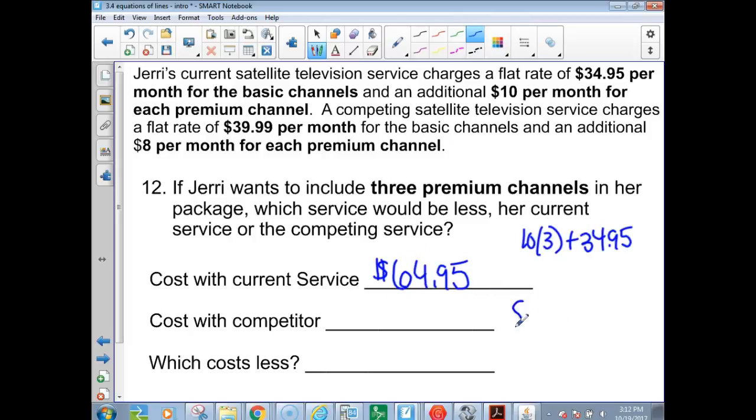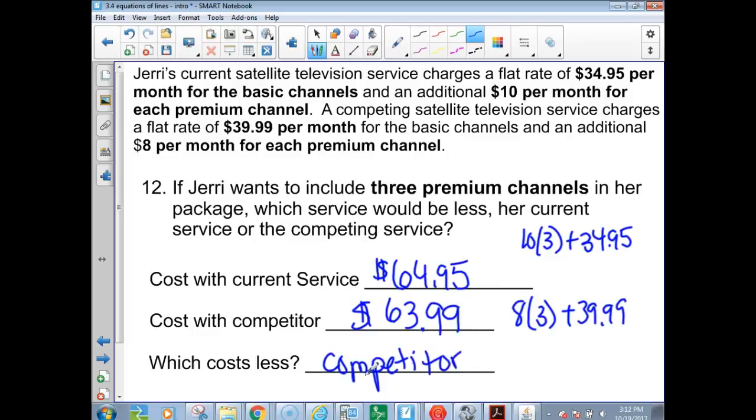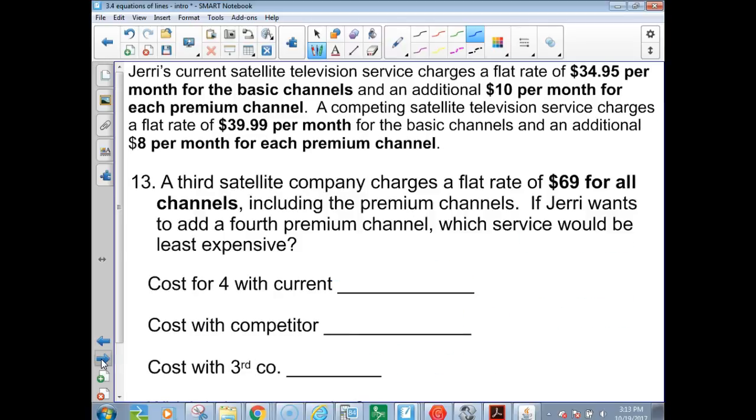The cost with the competitor is going to be $8 times 3 plus the $39.99. Please calculate that for me. And of course, the competitor costs more, right? Not by much. Not even $1.